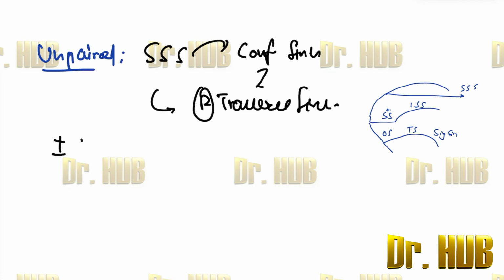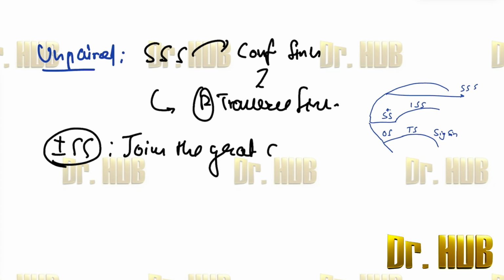Next is the inferior sagittal sinus. The inferior sagittal sinus joins the great cerebral vein and forms the straight sinus.